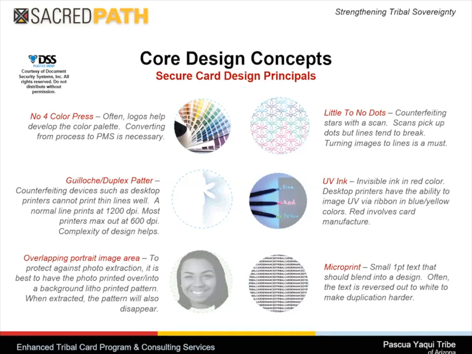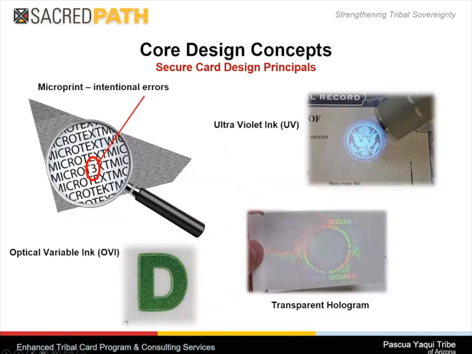Your ETC card during this design process is pre-printed with all the layered security features along with inventory control numbers even prior to the application process. The only information that's printed during the production process are the demographics like your member's name, their photo, and a physical description. These are just some more examples of some of the common security features that Sacred Path helps incorporate into tribes' ETC card designs.